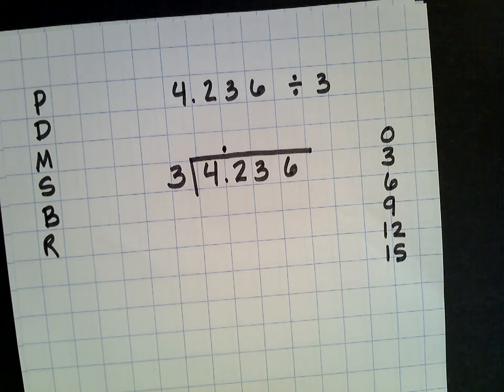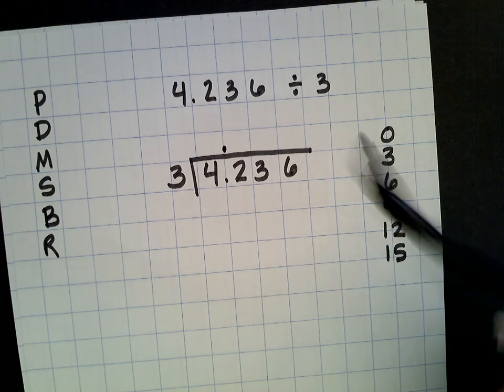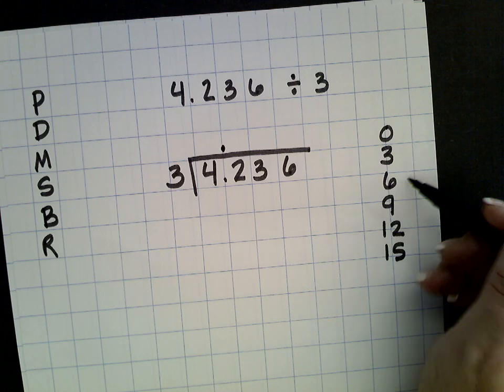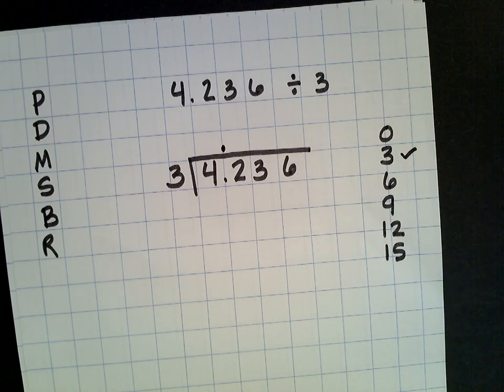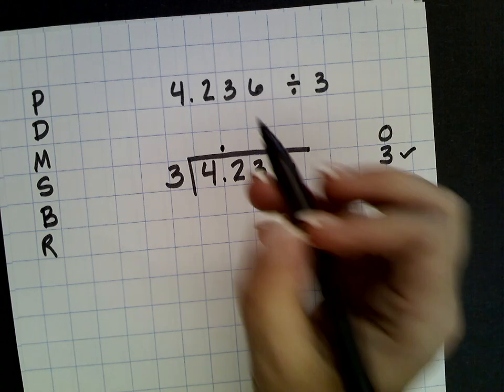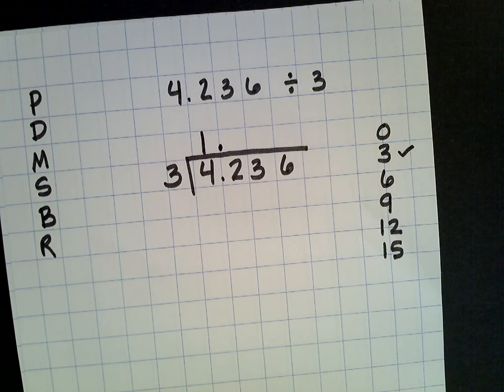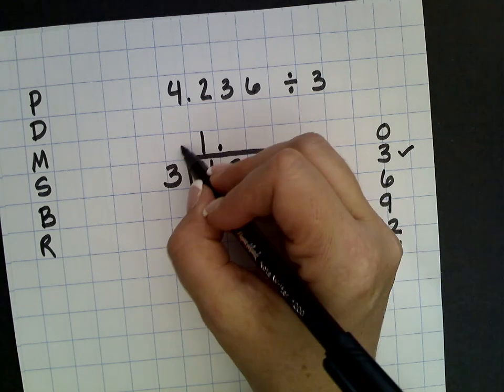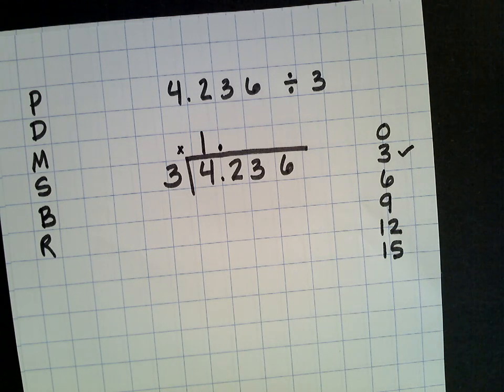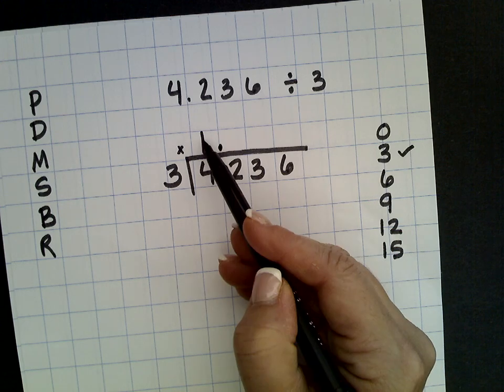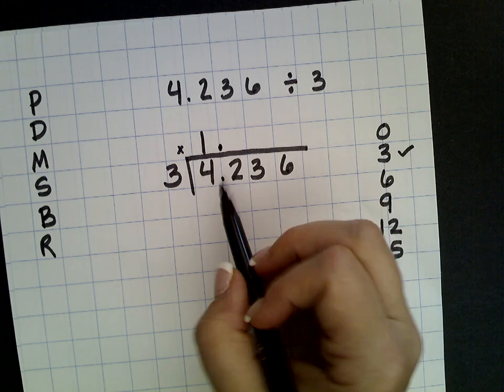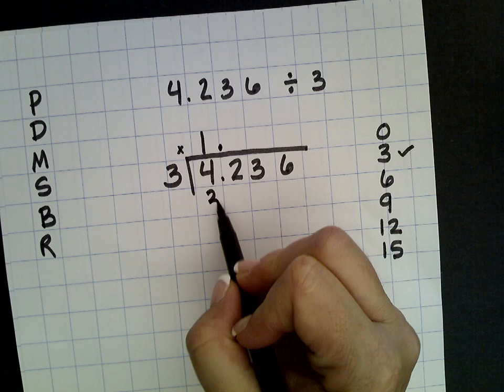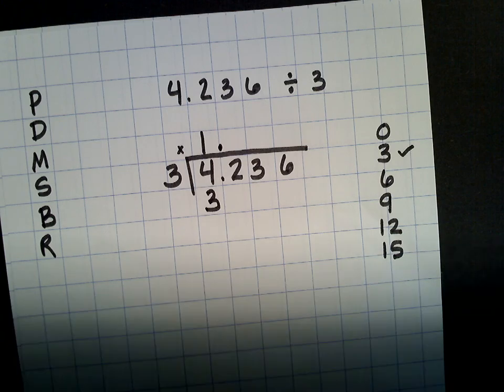3 goes into 4 how many times? Well, I can check my list. So this is too many. This is just right, which is 3 times 1. So it goes in 1 time. The 1 goes above. Next is multiply. Put a little multiplication symbol right there. It reminds you to multiply. I'm going to take my 1 times 3. 3 goes under 4 because that's the number I'm dealing with. So it goes right under there.